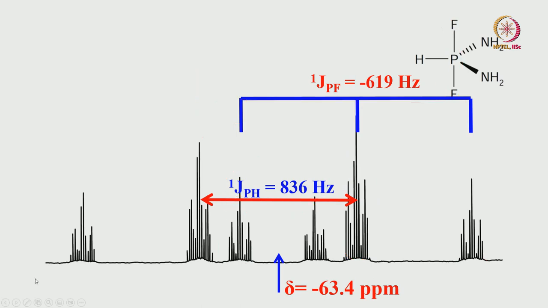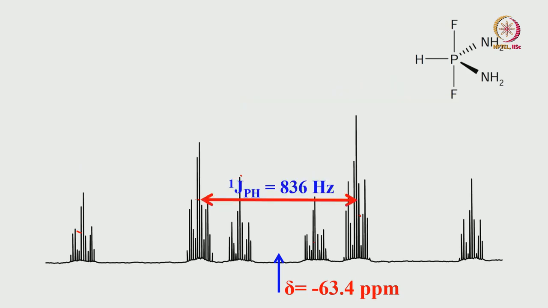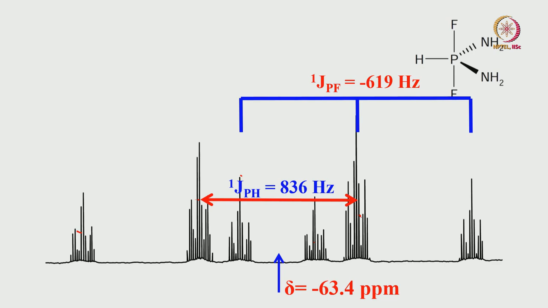Okay. This is another triplet. Another triplet is because you look at this doublet, one triplet from this, one, two, and one, another triplet. You understood the thing? Let me repeat, this is one doublet because of phosphorus-proton coupling, and from the center of this doublet, there is a triplet pattern, with intensity one, two, one. This central peak will not change its position. This is because of P coupling with two equivalent fluorines.